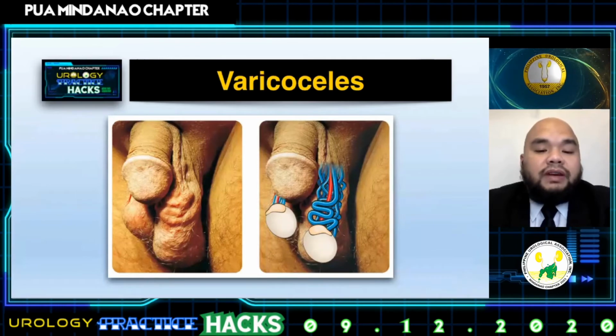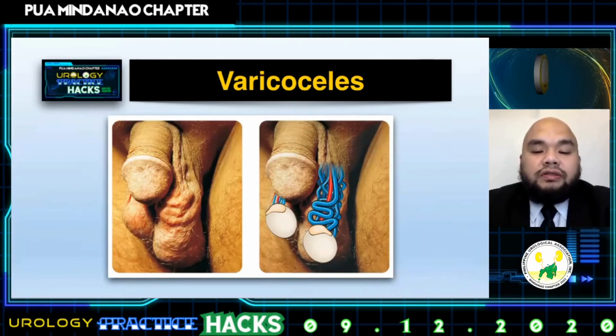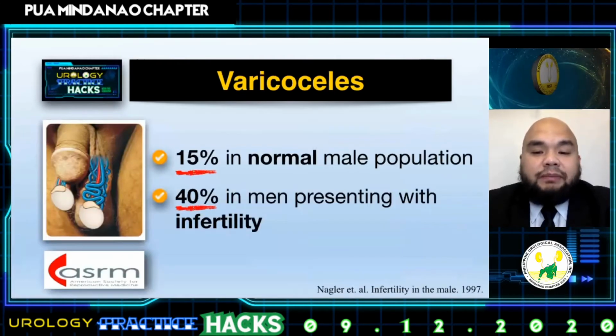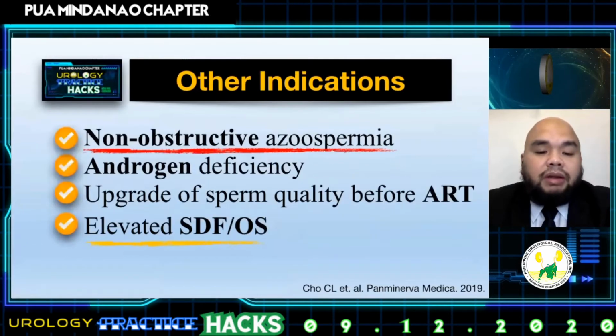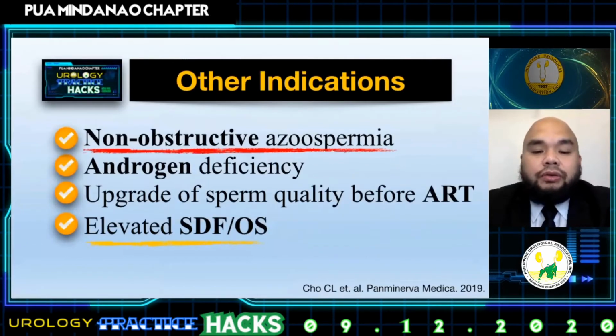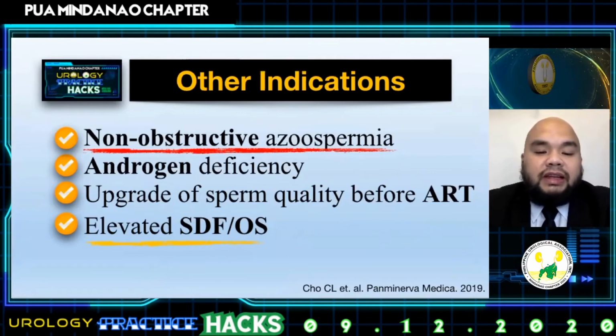Moving on, varicocele is considered as the most common cause of male infertility we encountered in our local setting. This can be seen in 15% in normal male population and 40% in men presenting with infertility. So typical indications for surgical repair of varicoceles are infertility, reduction in the size of the affected testis, and intractable pain. But how about the unusual indications for doing varicocelectomy, specifically in men with varicocele and non-obstructive azoospermia and men with elevated sperm DNA fragmentation?